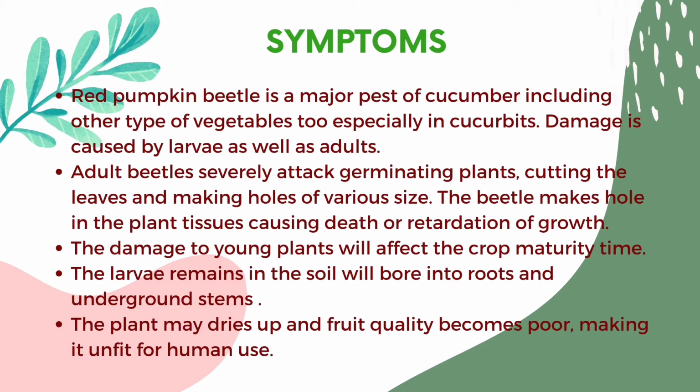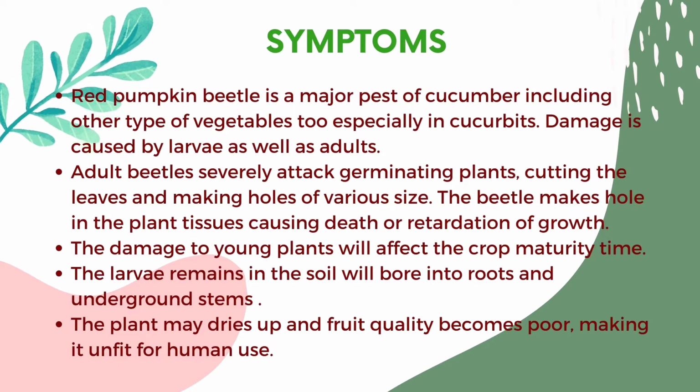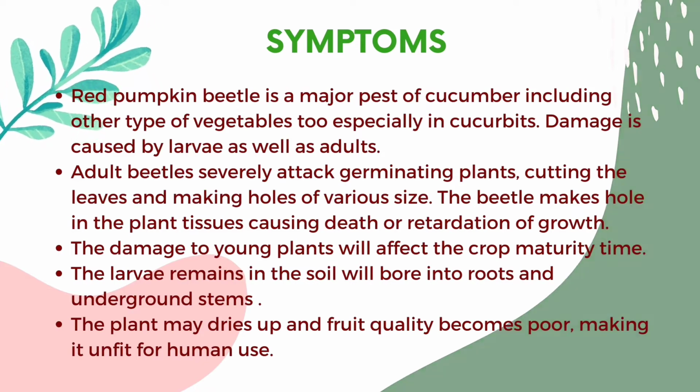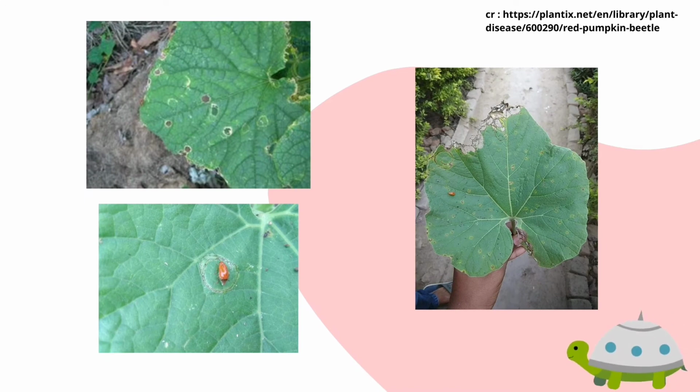The damage to young plants will affect the crop maturity time. The larvae remaining in the soil will bore into roots and underground stems. The plant may dry up and fruit quality becomes poor, making it unfit for human use. As we can see here from the pictures, here is the damage that has been done by the adult beetles.